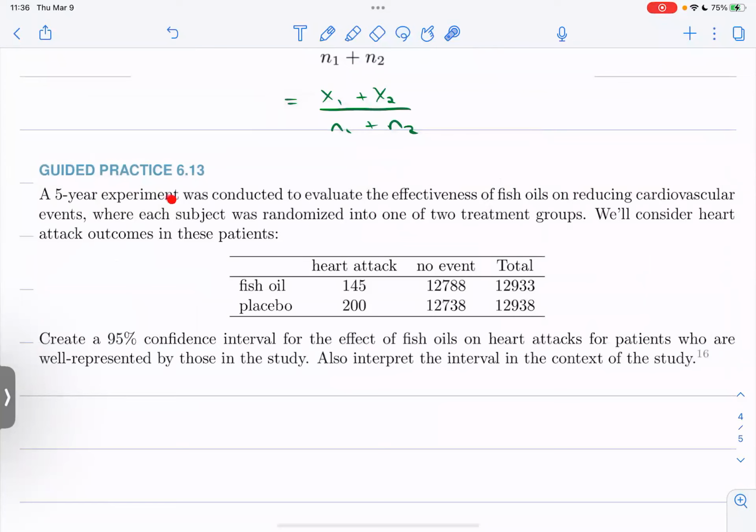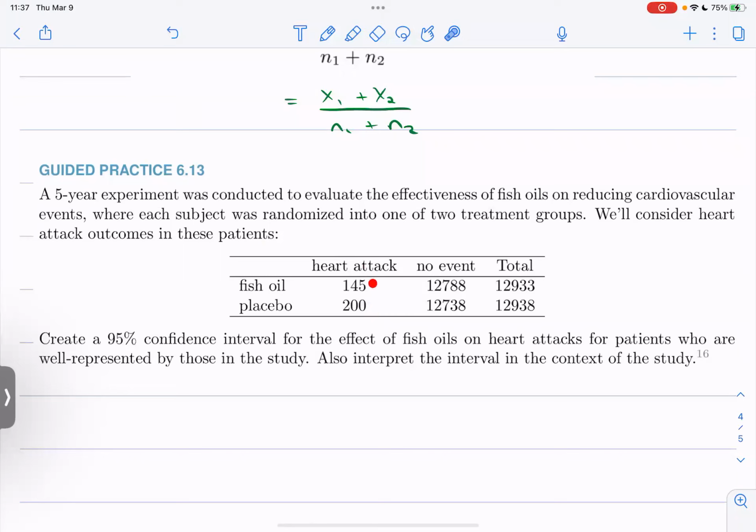A 5-year experiment was conducted to evaluate the effectiveness of fish oils on reducing cardiovascular events, where each subject was randomized into one of 2 treatment groups. We'll consider heart attack outcomes in these patients. So we've got the fish oil group and we've got the placebo group. We've got the heart attack group and no event, so no heart attack, obviously, and then some total. Okay. So we could talk about the proportion of those who had a heart attack in the placebo group.